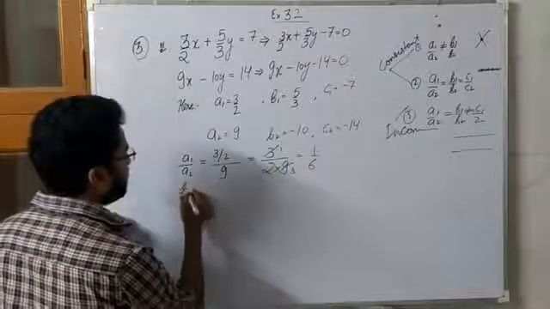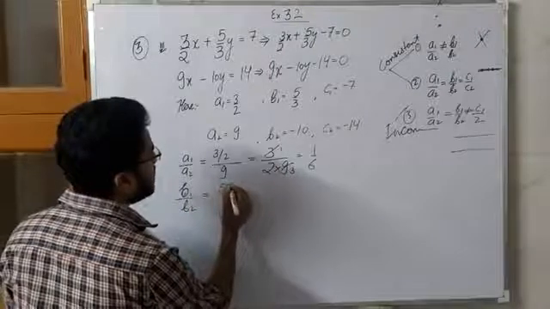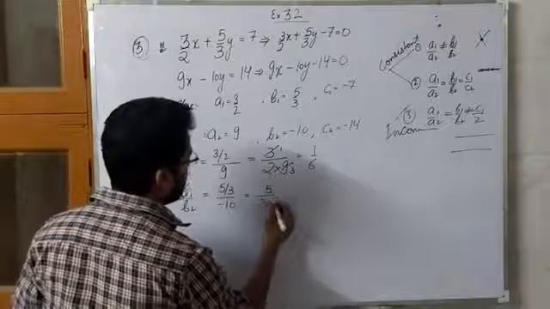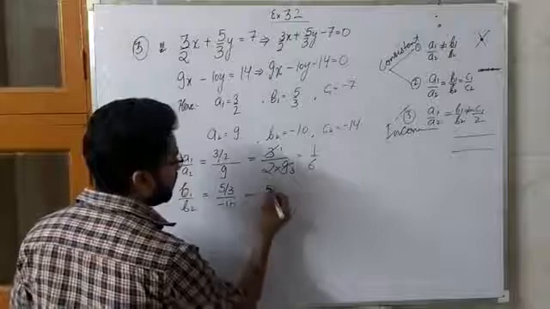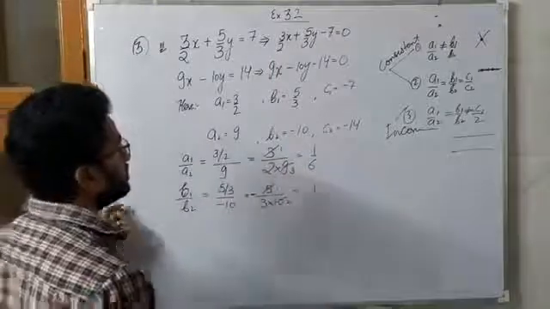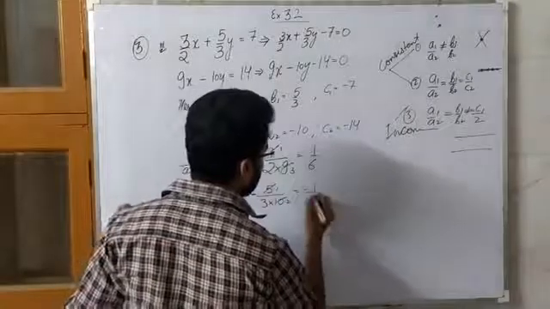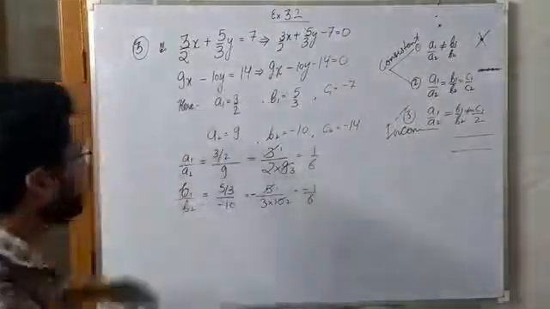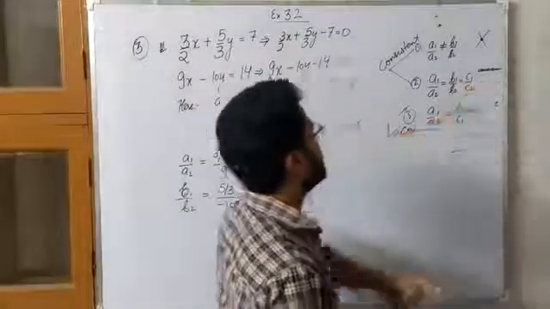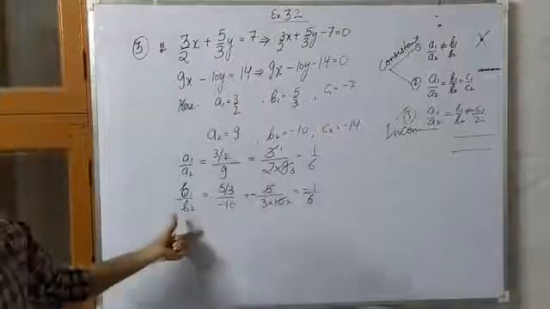Now b1 upon b2, right? So this shall be 5 by 3 divided by minus 10. It shall be 5 by 3 into 1 by 10, and minus will go above. 5 ones are 5, 5 twos are 10. This will come 1, with the minus sign, upon 10. 3 twos are 6, right? Clearly a1 upon a2 is not equal to b1 upon b2. There is no need of finding c1 upon c2, okay, because a1 upon a2 is clearly not equal to b1 upon b2, right?